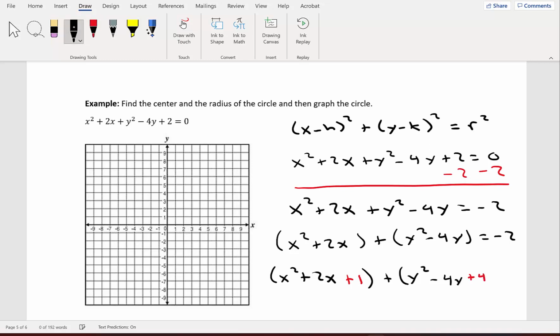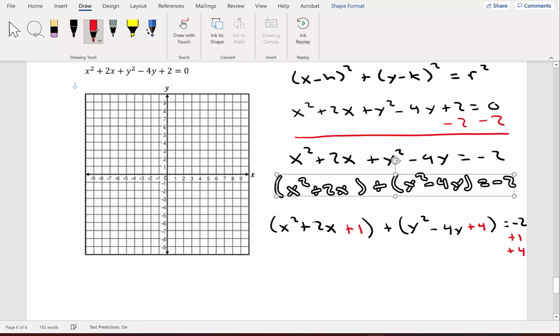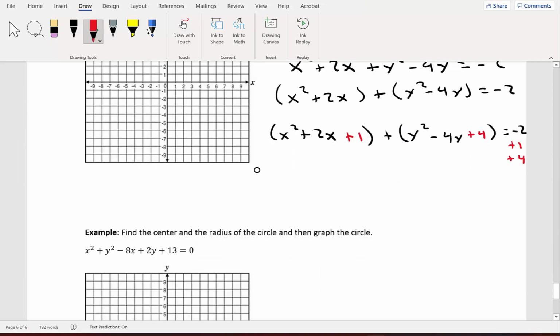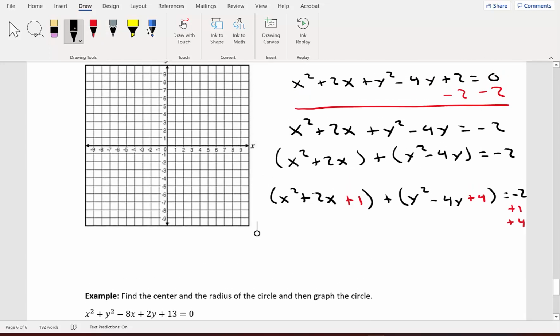So we have -2. And then what did we add on the left-hand side? We added a 1, and then we also added a 4. Now the whole purpose for completing the square is because now I could factor this into a perfect square trinomial. So x squared plus 2x plus 1 factors into (x plus 1) squared. And for my y's, this factors into (y minus 2) squared. And then I have equal to, okay, negative 2 plus 1, which is negative 1, and then plus 4, which gives me 3.